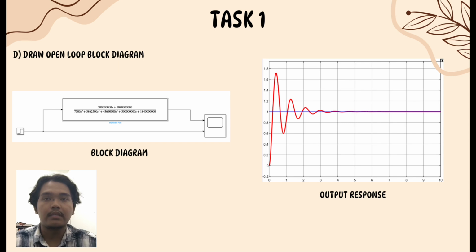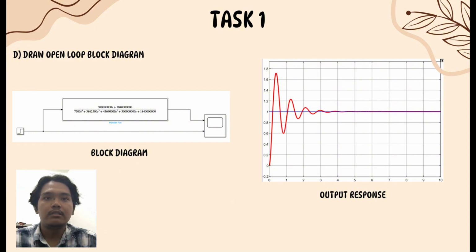So at the left side, we can see the block diagram we designed in MATLAB by applying the transfer function values in the software. After that, at the right side we get the output response, and the graph shows that the system is in stable condition because it has a final value.